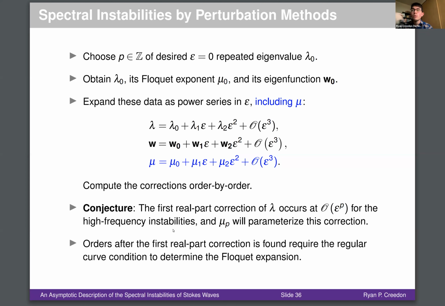Once you've gotten past that order and you've gotten your leading order correction to these high frequency instabilities and to the Benjamin-Feir instability, you can keep going with this method. But like I said, there are certain things that you have to take into account at these high orders that allow you to uniquely determine the next order corrections to these eigenvalues and Floquet exponents. And like I said, I will leave that for a question that you could ask me, or we could just leave it at that. But that's the perturbation method in a nutshell.